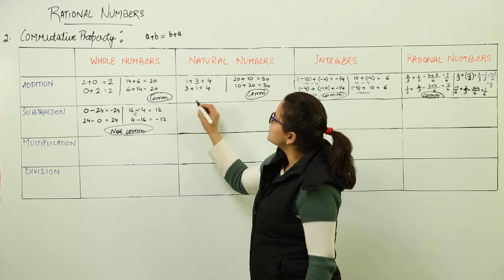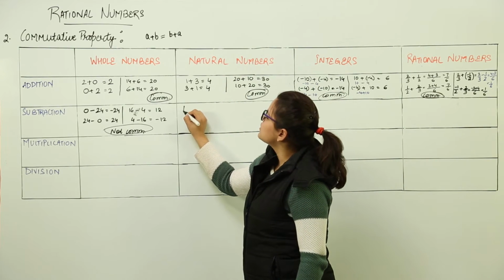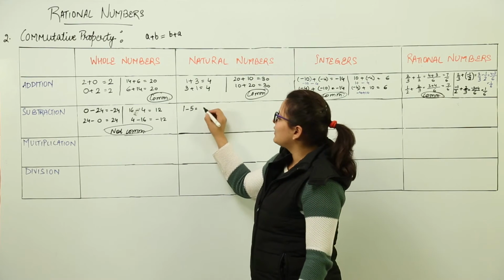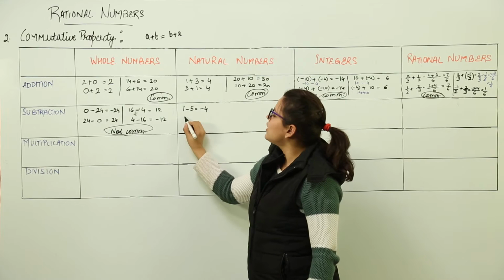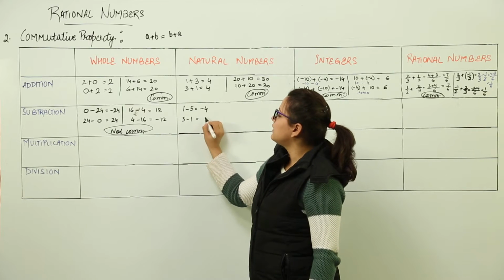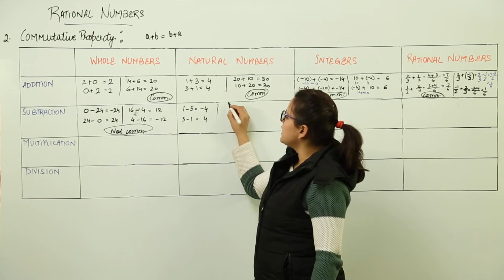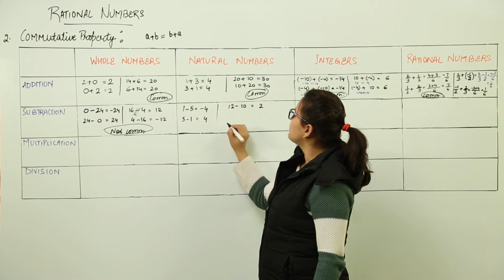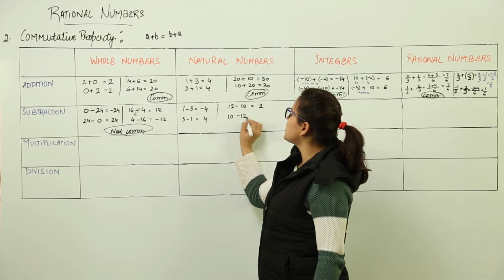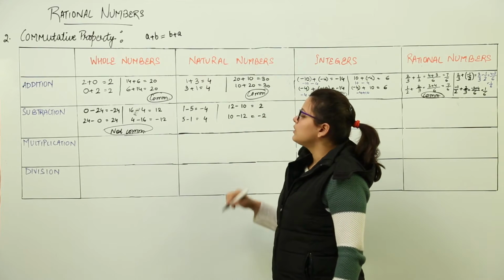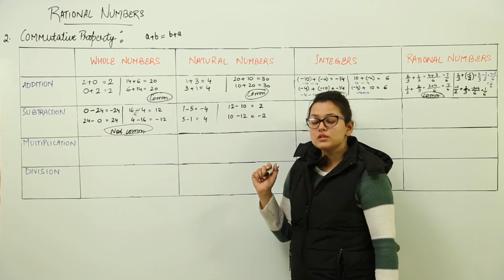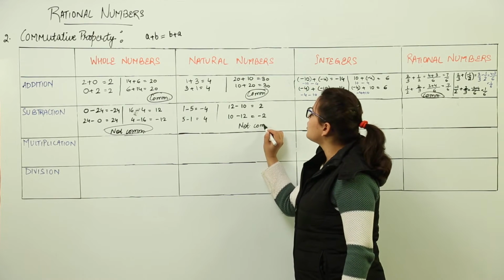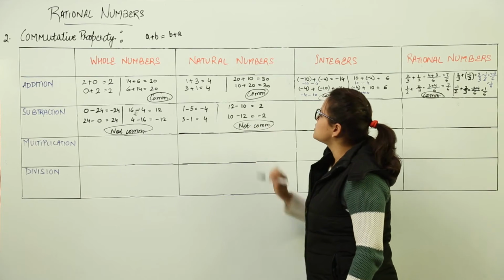Next is the natural numbers. Let us take any two natural numbers. 1 minus 5, the easiest. Okay, minus 4. What is 5 minus 1? That will be 4. Next, 12 minus 10 gives you 2. What is 10 minus 12? It is minus 2. Again, the answers are coming different. We can say that subtraction is not commutative for the case of natural numbers.